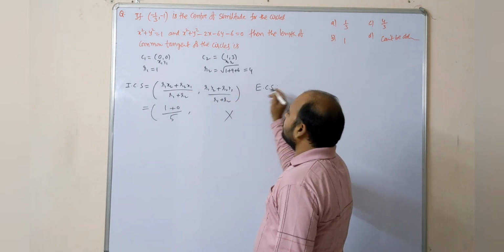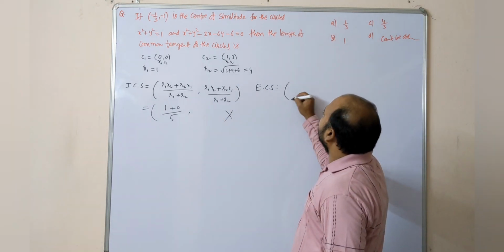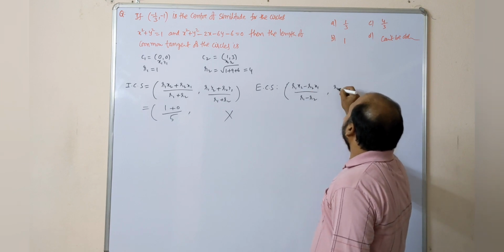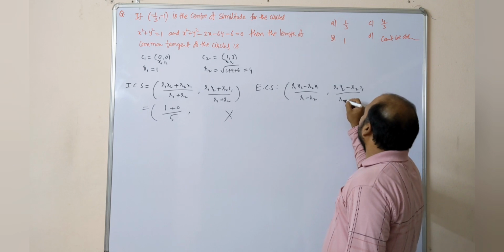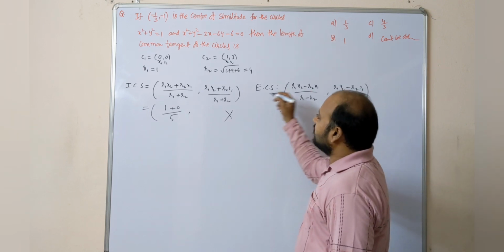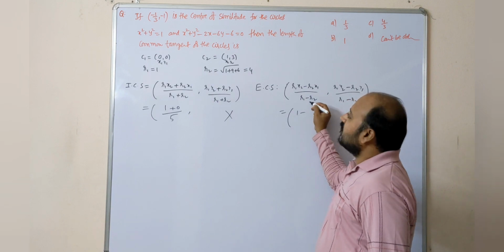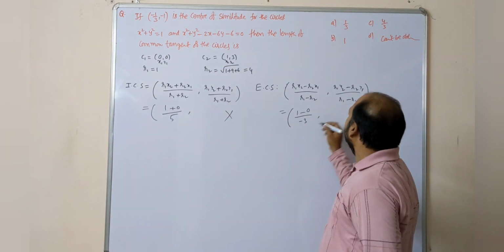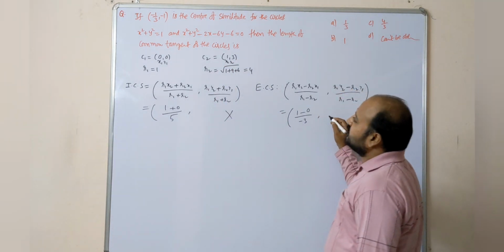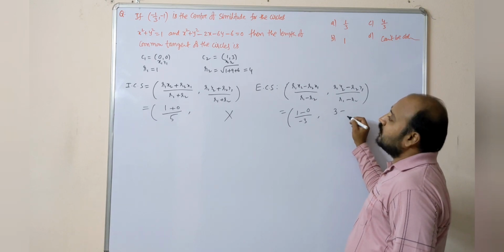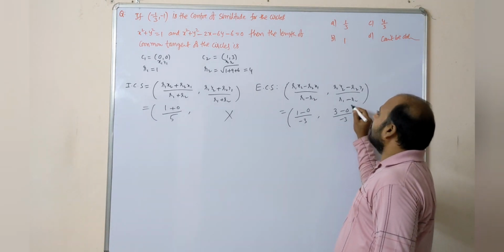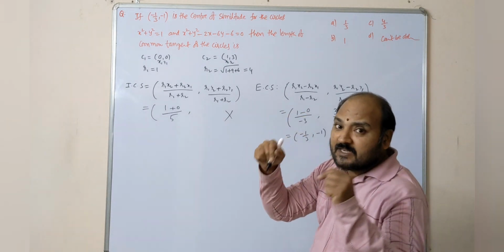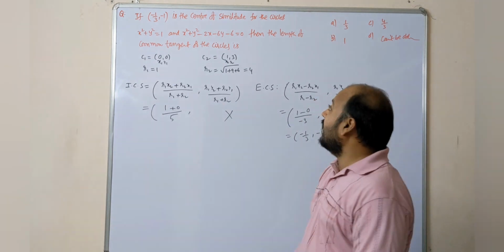ECS, the external center of similitude, is the same but with minus: (R1x2 - R2x1)/(R1 - R2), (R1y2 - R2y1)/(R1 - R2). So R1x2 minus R2x1 is 1 into 1, minus 4 into 0, by R1 minus R2, 1 minus 4, minus 3. So minus 1 by 3 we are getting here. Then R1y2 minus R2y1, 1 into 3 minus 4 into 0, by minus 3, which is equal to minus 1. So (-1/3, -1). Whenever it is the external center of similitude, they are asking indirectly the direct common tangent length.